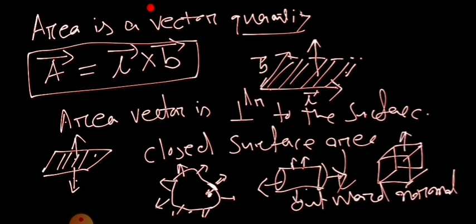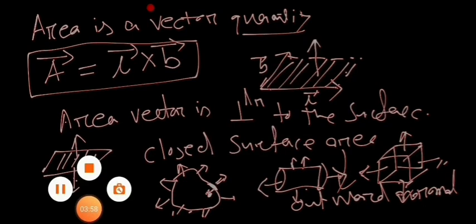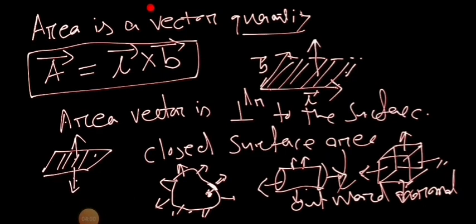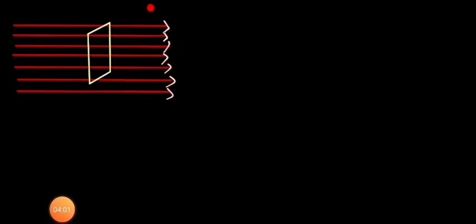Similarly, this is the normal direction, the area vector, for this right face. For the bottom face it will be downward, for the left face the direction will be like this and so on. This is the direction of the area vector that we know. Let's solve a problem based on this constant electric field.